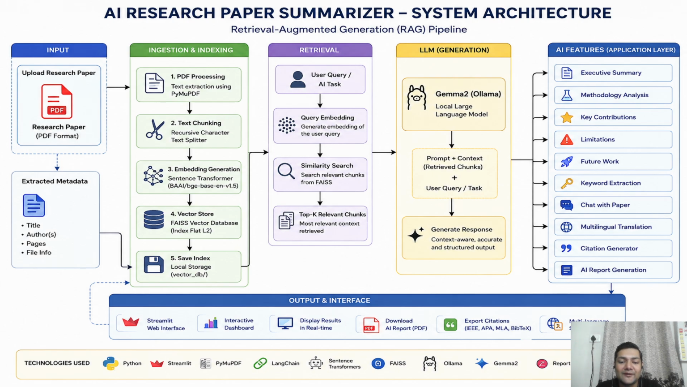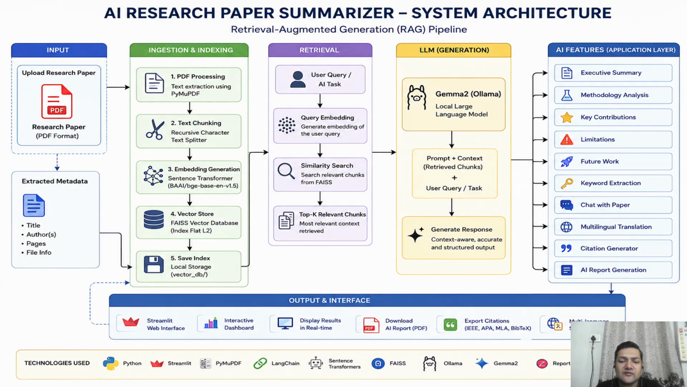Now let us have a deep look at the system architecture of this project. The workflow starts when a user uploads a research paper in PDF format. The PDF processor extracts both the metadata and textual content. The extracted text is divided into smaller overlapping chunks. Each chunk is converted into a dense semantic embedding using a sentence transformer model. These embeddings are indexed and stored inside the FAISS vector database.